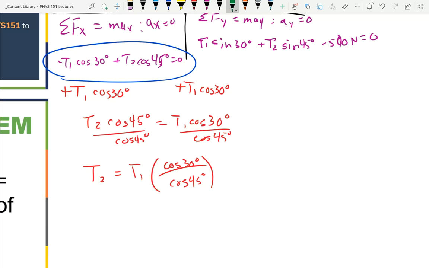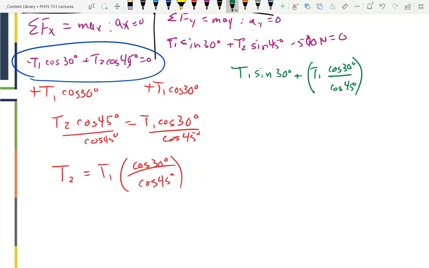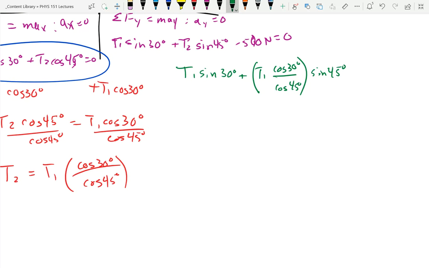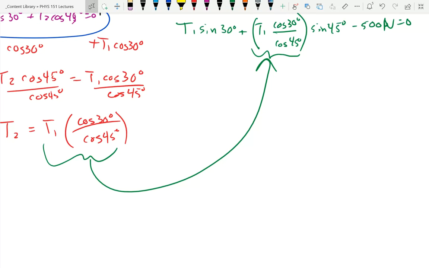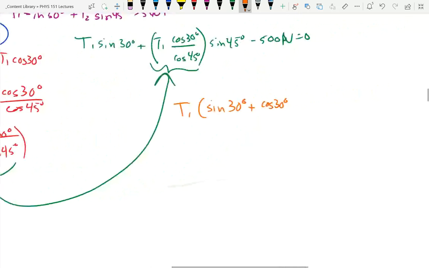Now I go to the right-hand side and I substitute that in. So I'll have T1 sine of 30 degrees plus parenthesis T1 cosine of 30 degrees over cosine of 45 degrees, sine 45 degrees. So that thing in parentheses was T2. So now I have T1 in 2 terms on the left. I'm going to add 500 newtons to get it on the right-hand side. So I will have T1 times sine of 30 degrees plus cosine 30 degrees. And to make my writing easier, sine 45 over cosine 45 is tangent.